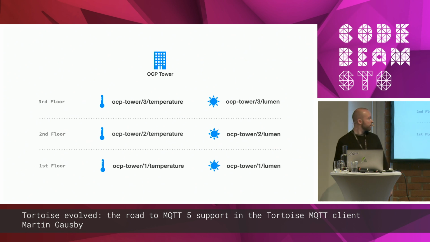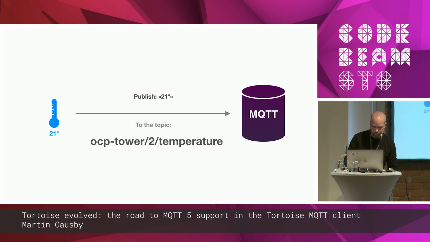So here in my handy example, I have a building where it has a couple of floors: first floor, second floor, and third floor. And on each of the floors, we have a temperature sensor and a lumen sensor, like a brightness sensor. And let's look at one of these devices. The temperature sensor will send a publish message to the broker where it has a topic. So the payload is 21 degrees here, for instance.